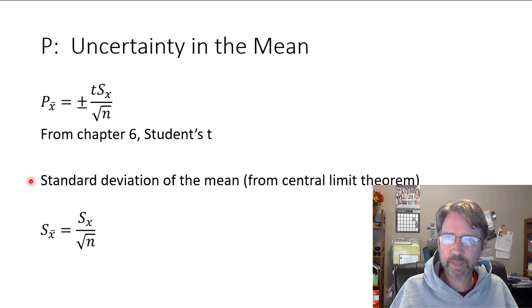And the standard deviation of the mean is different from the standard deviation of the sample. And so we call it S x bar, which is Sx divided by the square root of n. Again, that's from the previous chapter using the central limit theorem. So these will come up in the total uncertainty calculations.